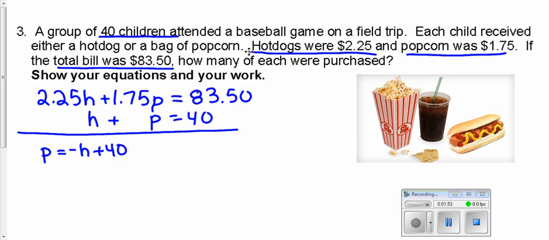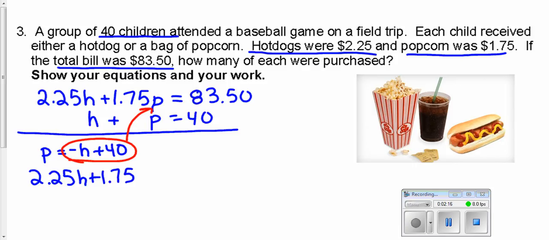All right? So I'm going to take what p equals, and I'm going to substitute this into the p from the first equation. And when I do that, I'm going to get this, 2.25h plus 1.75 times negative h plus 40 equals $83.50. And I'm going to use my distributive property to solve for that.